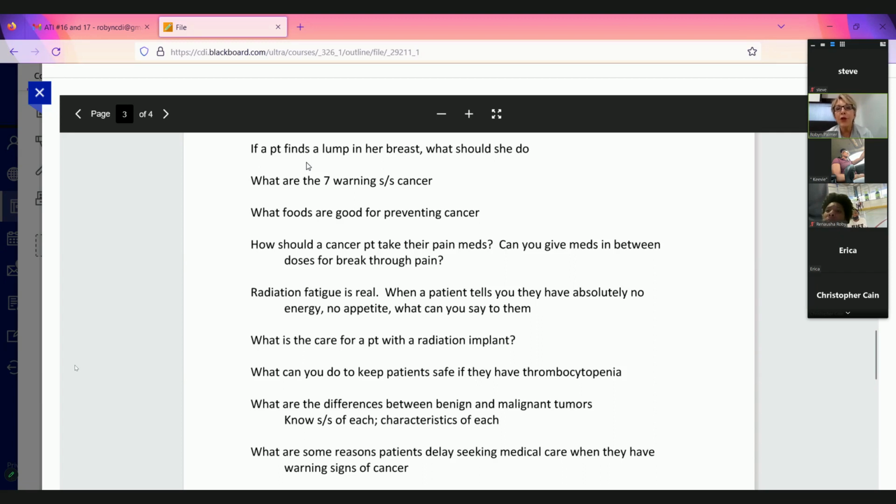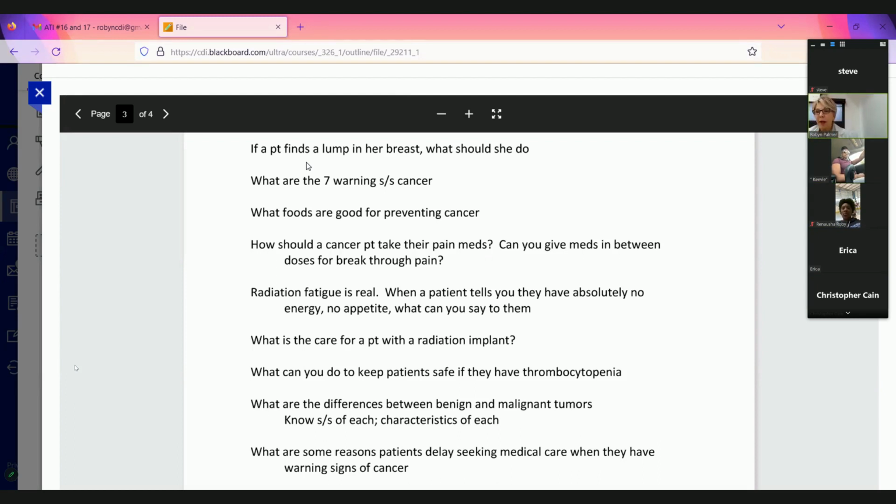If you found a lump in your breast, what would your next course of action be? Get a mammogram? Well, yeah. You would go to your clinician, have them check you, and then they would probably order a mammogram, and then they'd probably order a biopsy. Why would they order a biopsy? To see if you have cancer or not. Because the only definitive diagnosis for cancer is a biopsy, right? What are the 7 warning signs of cancer?